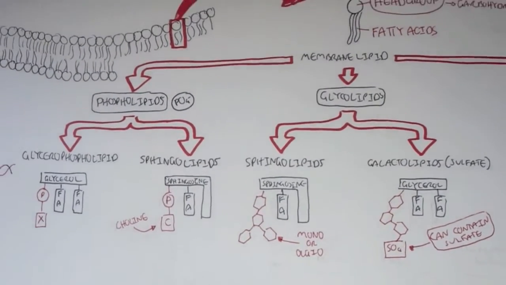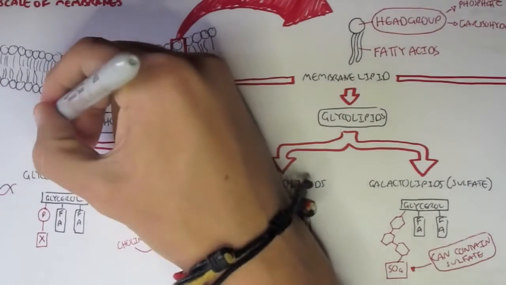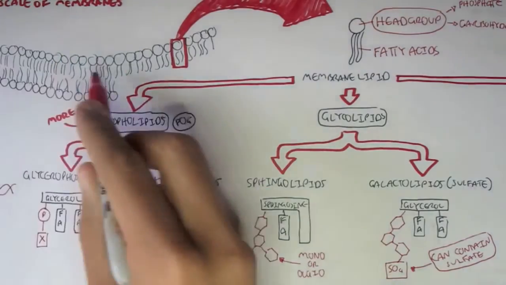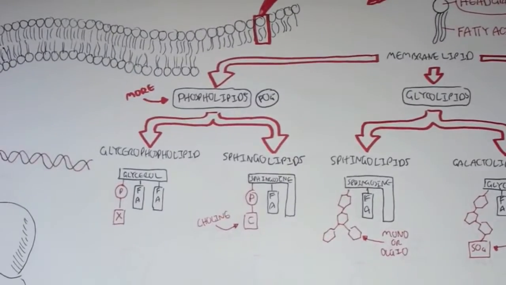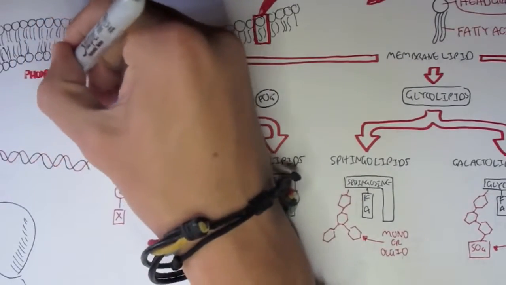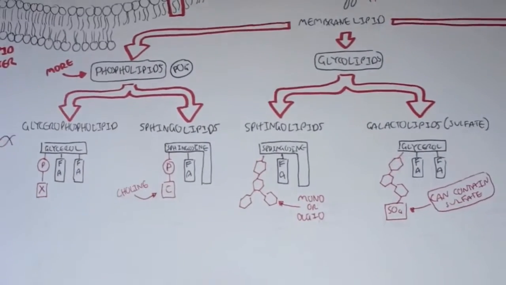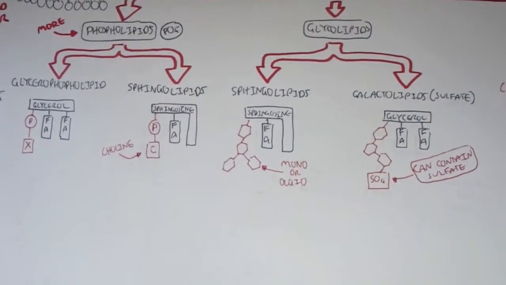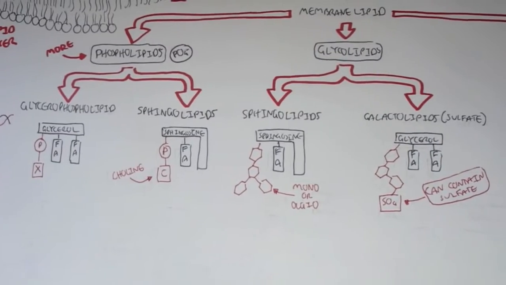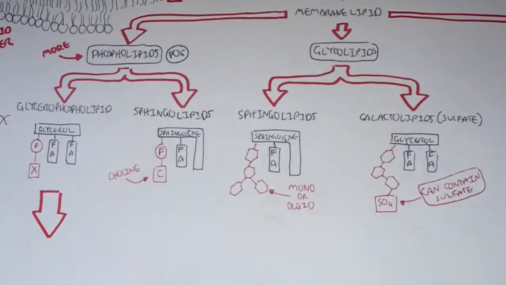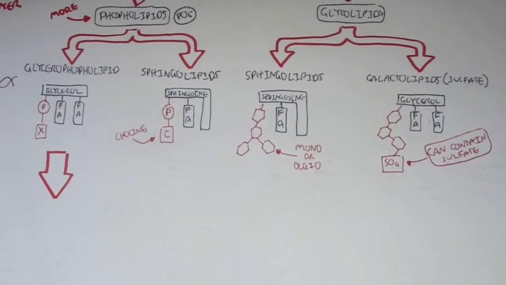And it should be noted that there are much more phospholipids in the cell than there are glycolipids. And that's why you might hear the cell membrane being referred to as a phospholipid bilayer, because there's more phospholipids, and we'll soon see why. But essentially, these are not the actual structures of the cell membrane. The head group should be facing one way, and the fatty acid tail should be facing the other.